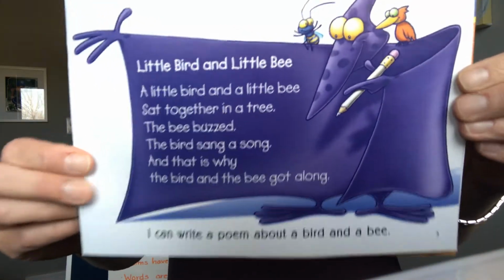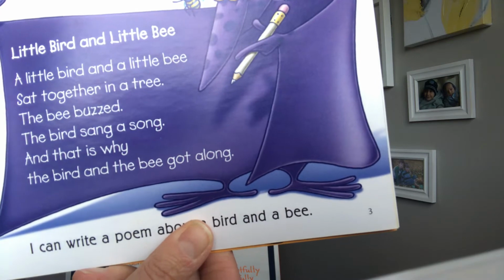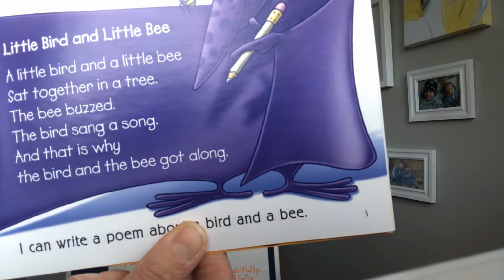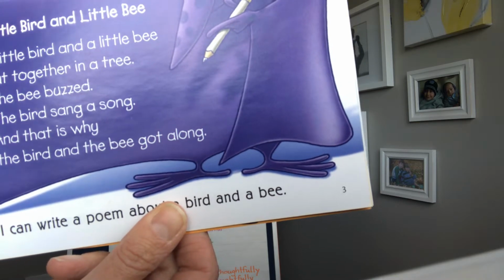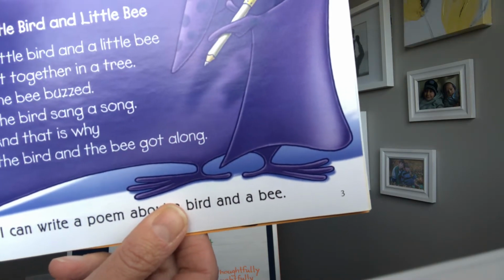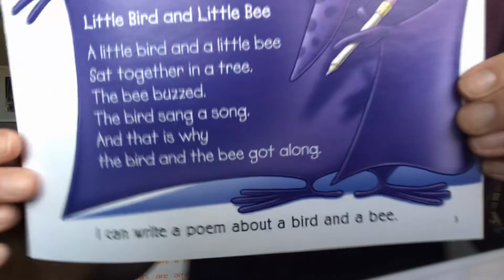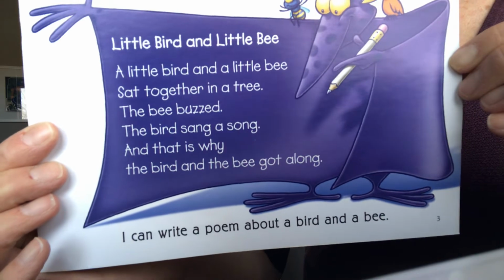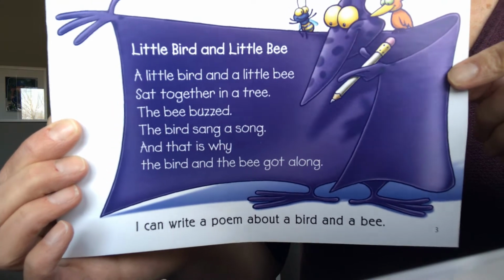Here is the poem about the bird and the bee. And this one says, little bird and little bee. A little bird and a little bee sat together in a tree. The bee buzzed, the bird sang a song, and that is why the bird and bee got along. Kyra, this poem reminded me of your story that you read about the robin and the fox, and I'm thinking you could maybe write a robin and fox poem about how they didn't get along in your story. Think about what you could write about getting along or friendship.